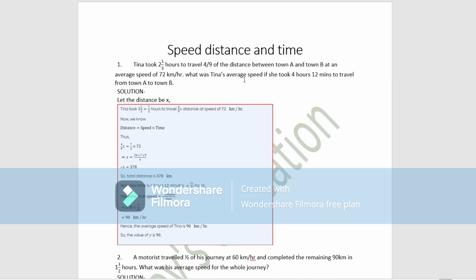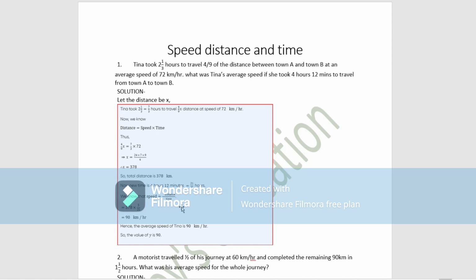Now the new time. What was Tina's average speed if she took 4 hours 12 minutes to travel from town A to town B? She is taking 4 hours 12 minutes. If we change the minutes into hours, we get 4 hours plus 12/60, that means 21/5 hours.